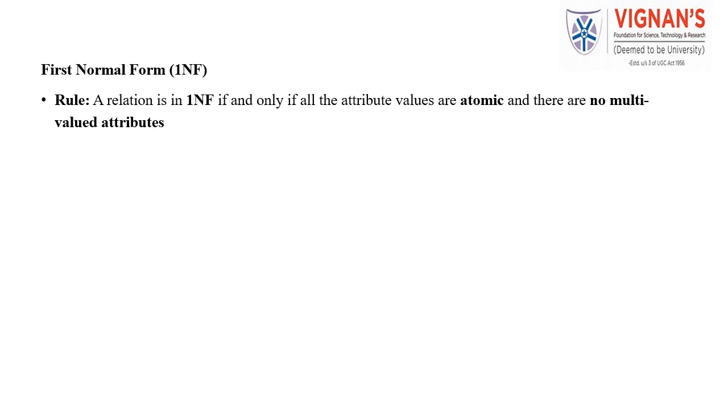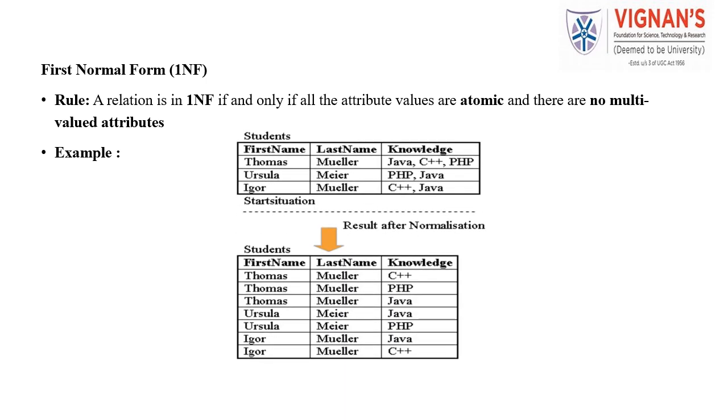Now I will explain first normal form, also called 1NF. 1NF is the first step in database normalization. It focuses on making sure that the data stored in a table is simple, clear, and indivisible. The rule of 1NF states: a relation is in first normal form if all attribute values are atomic.